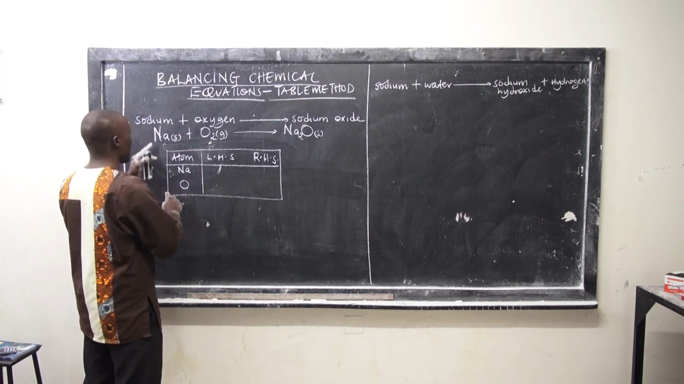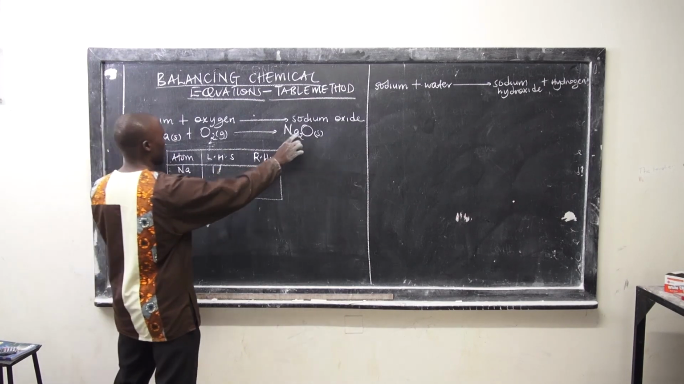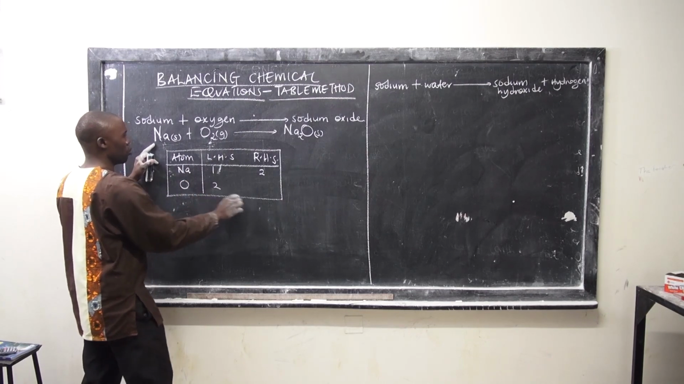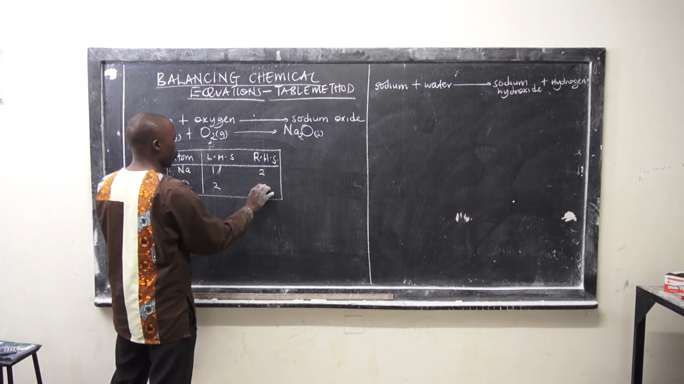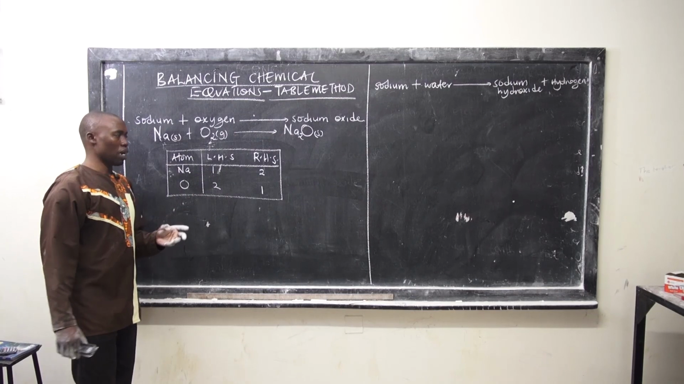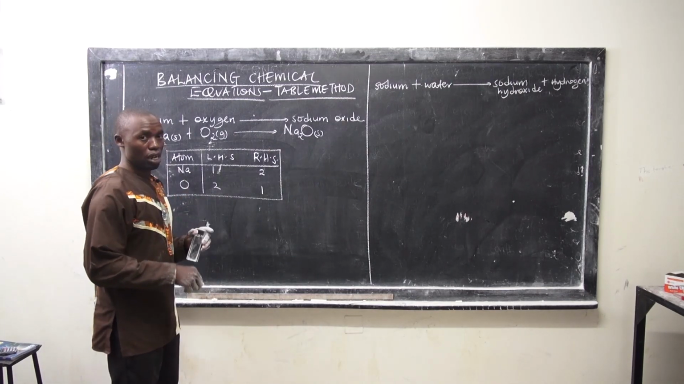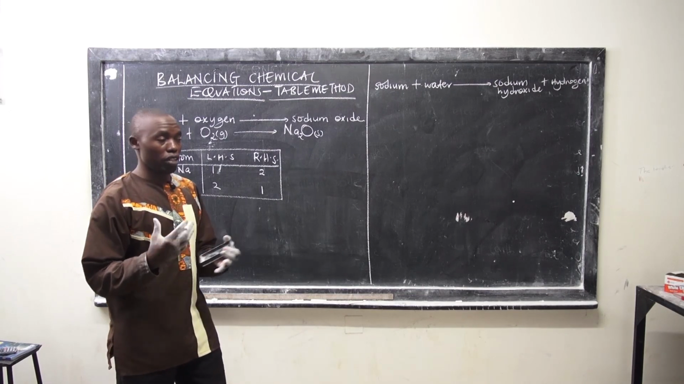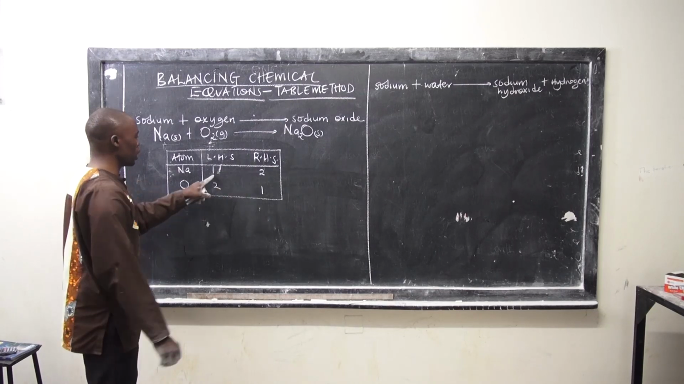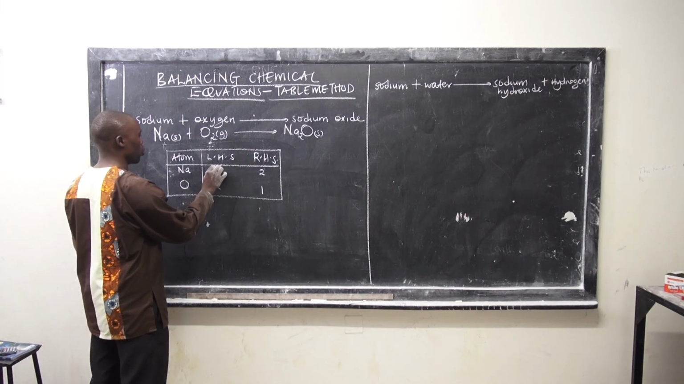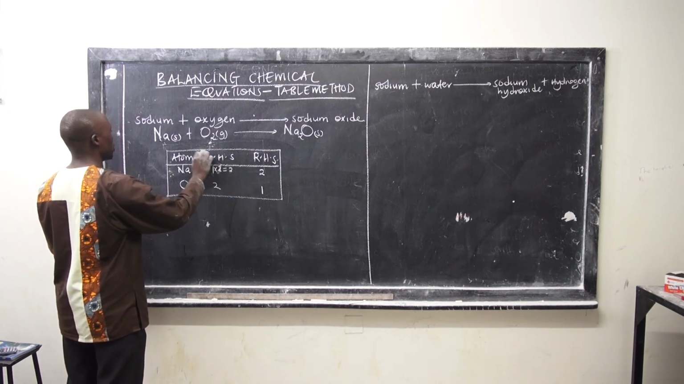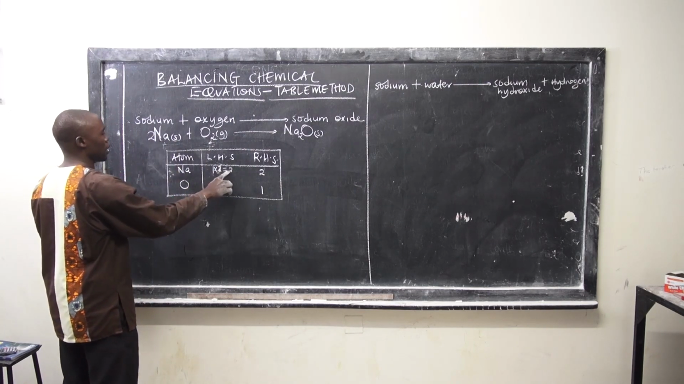On the left hand side I have 1 sodium atom, on the right hand side I have 2 sodium atoms. Then on the left I have 2 oxygen atoms, and on the right I have 1 oxygen atom. So it shows that sodium is not balanced, neither is oxygen. Let's start by balancing sodium. Ensure you are using a pencil because it involves rubbing. We multiply by a suitable number to make it equal to these 2. So I'll multiply this number by 2 to give us a 2 here. By multiplying by 2, I transfer this 2 here. So sodium balances, 2, 2.